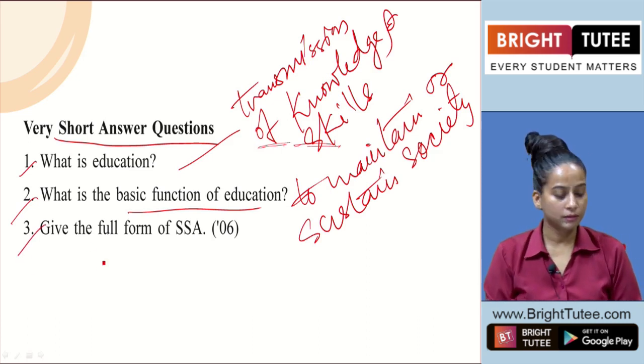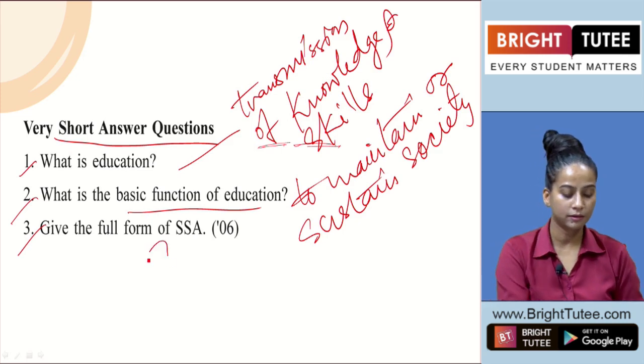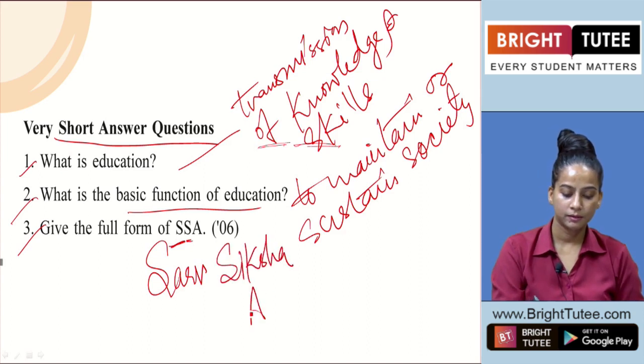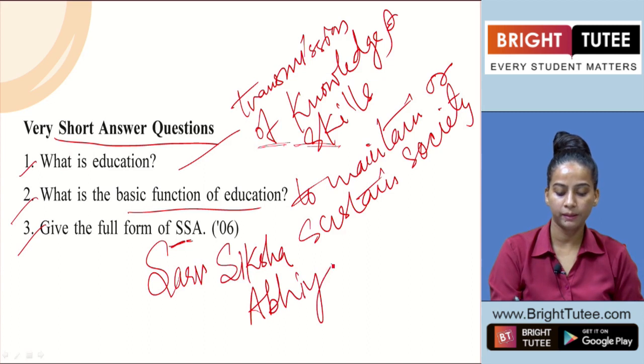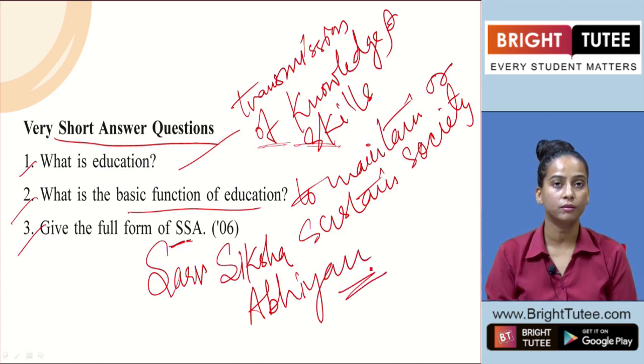Next they have asked, give the full form of SSA. So that is Sarva, S stands for Sarva, another is Shiksha, A stands for Abhiyan. That is the part of elementary education initiated by the government, according to which all the children up to the age of 14 years are going to get the education, free and compulsory education.